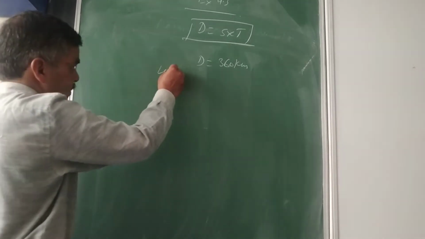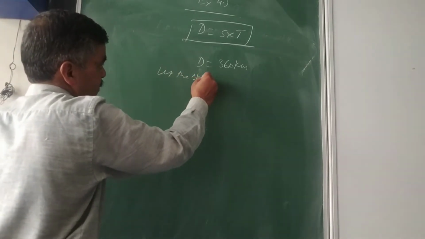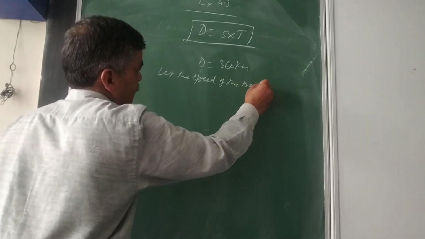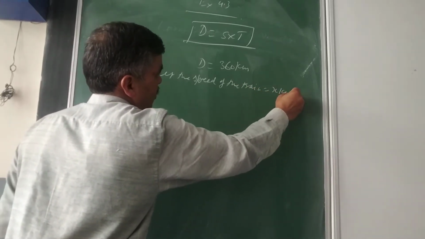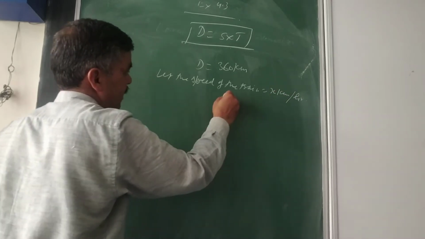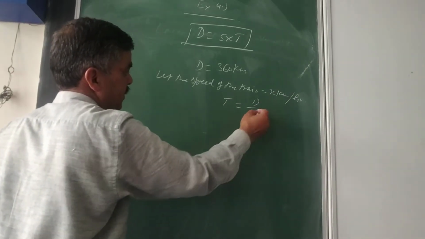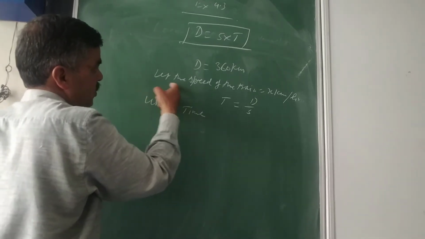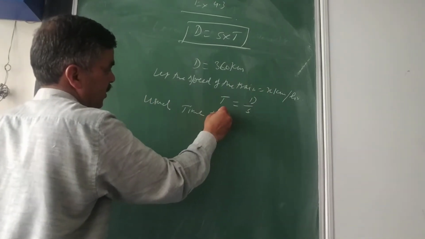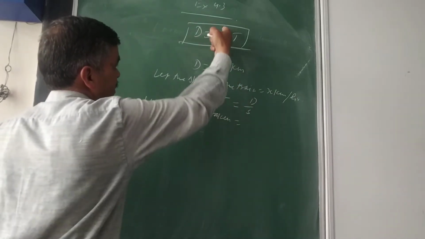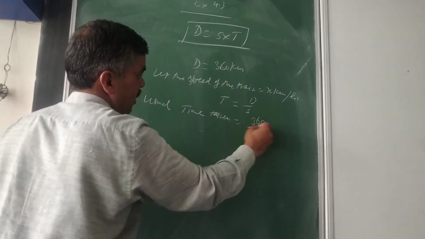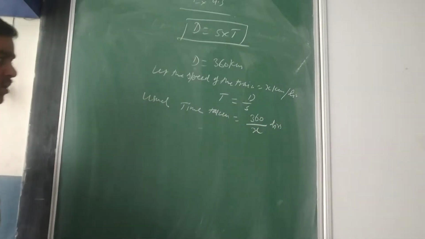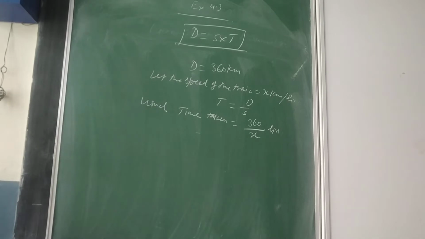So let the speed of the train be equal to x kilometer per hour. Time is distance upon speed. So time taken, this is the usual time. If the usual speed is this, so usual time taken will be equal to what? What is the distance given to you? 360. And with which speed are you talking about? x. Those many hours is the required time with the speed of x kilometer per hour.